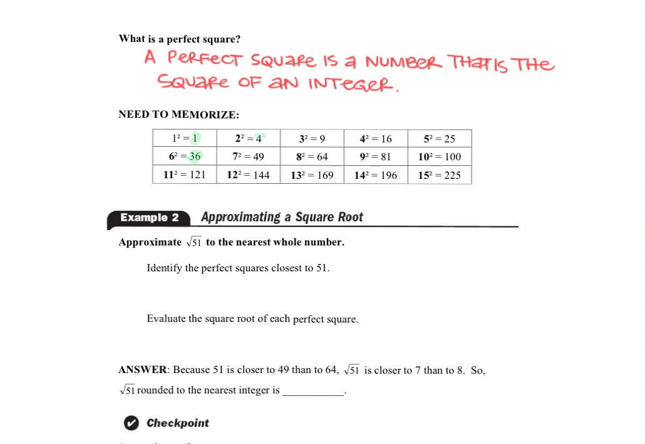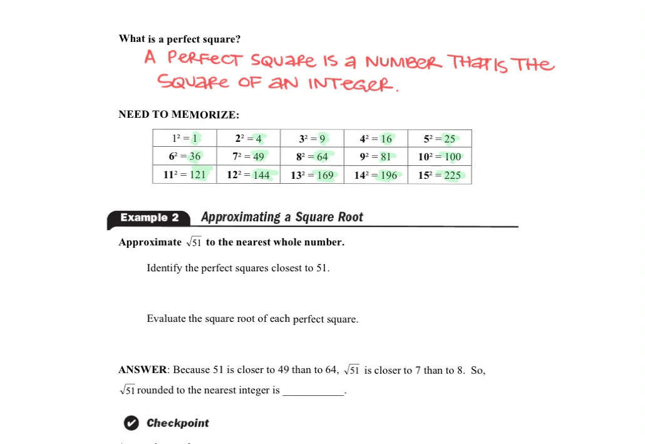So it's all of these numbers: 1, 4, 9, 16, 25, 36, 49, 64, 81, 100, 121, 144, 169, 196, 225. Those are all perfect squares, and obviously they can continue on: 16 squared, 17 squared. All of those would be perfect squares as well.